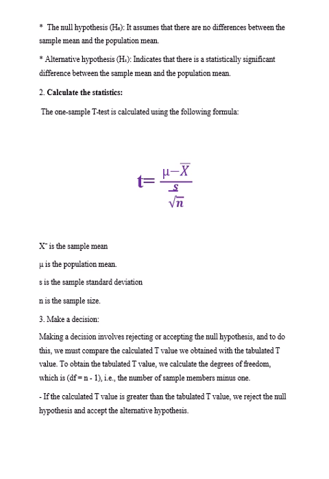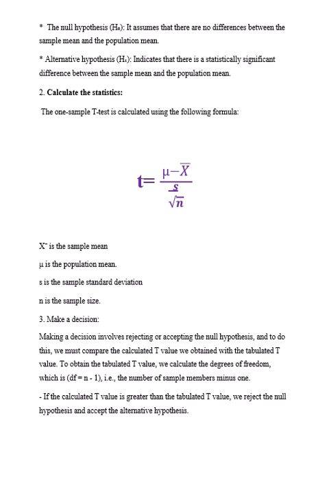2. Calculate the statistics. The 1 sample t-test is calculated using the following formula. X is the sample mean. Mu is the population mean. S is the sample standard deviation. N is the sample size.